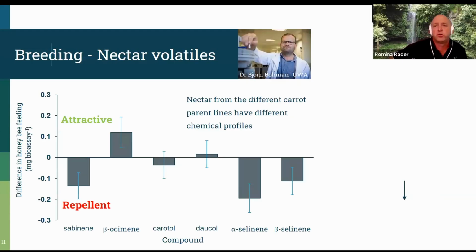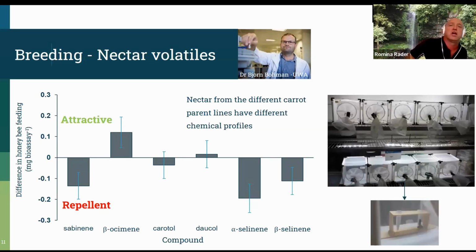We also, this is Dr. Bjorn Borgman, who we have a collaboration with. He's based at the University of Western Australia, and he looks at nectar volatiles and attractants and repellents in the nectar. And what we're starting to learn is that we see a range of compounds there, some of which are highly attractive and some of which are highly repellent to honeybees and other insect pollinators. And we know that the ratios of those compounds or their occurrence varies widely between lines. So we know that there are real opportunities to screen there and to be able to select the more attractive lines, which is something that's being picked up and used.